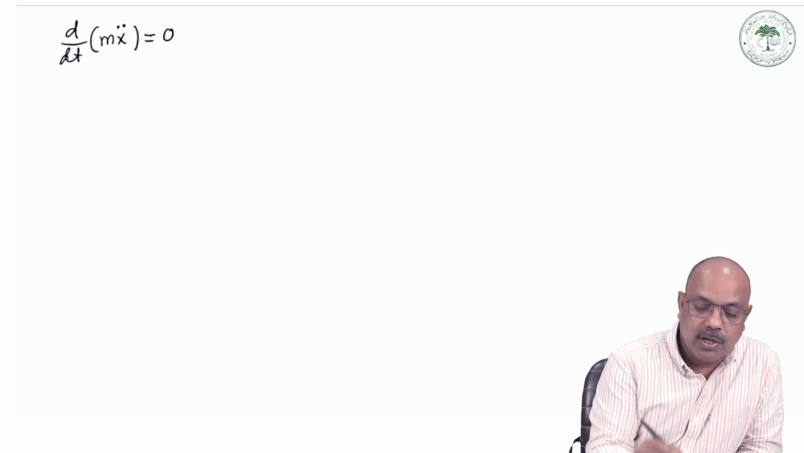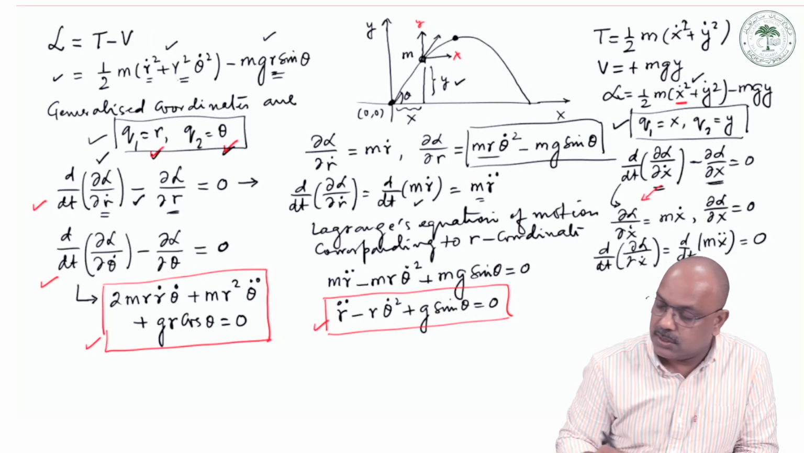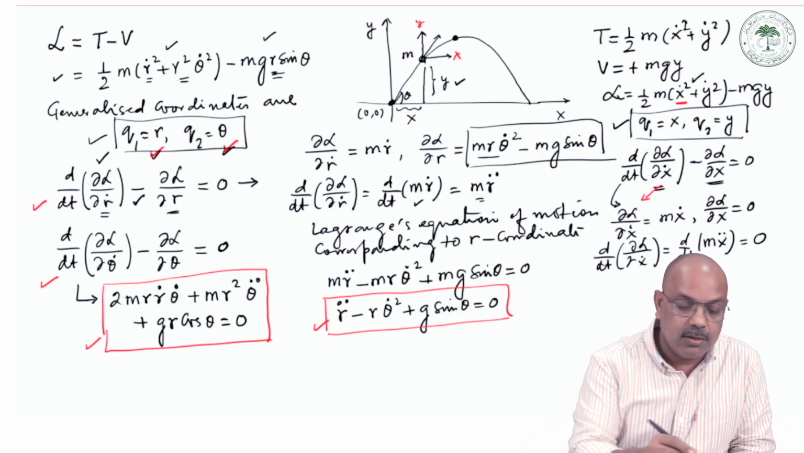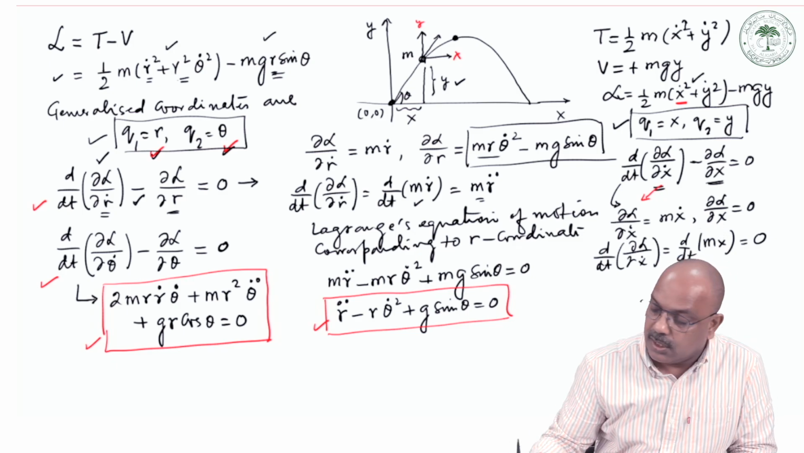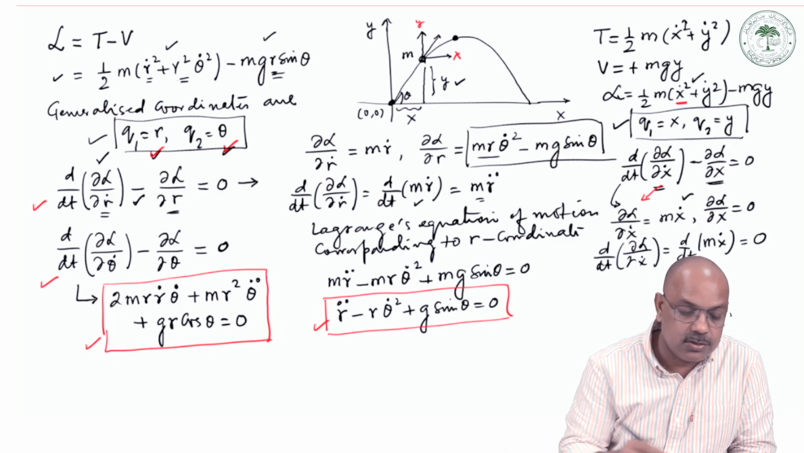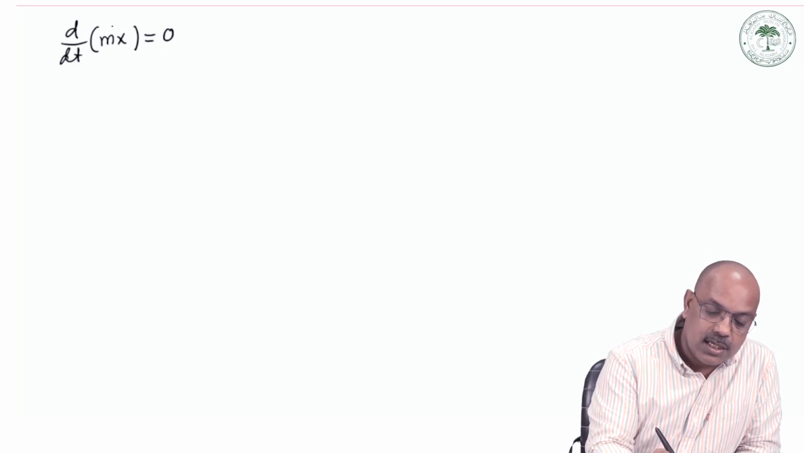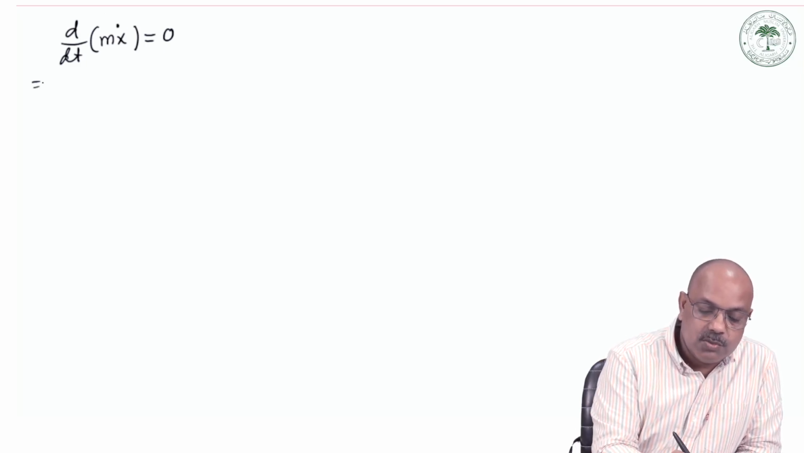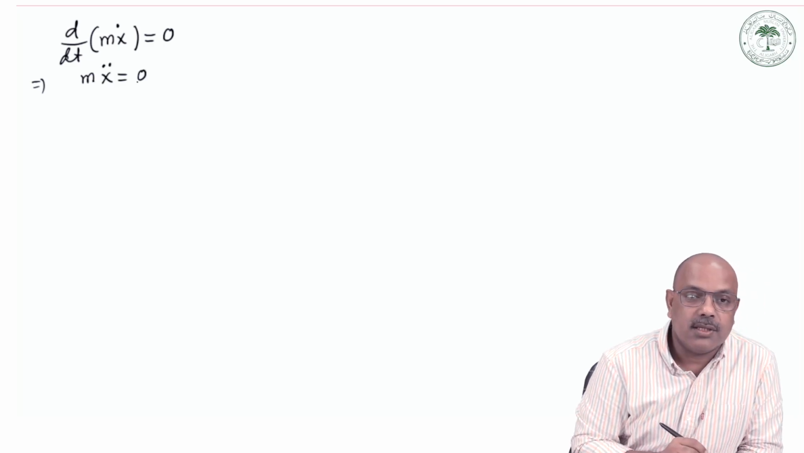So what do I mean by that? No, this is not double dot, this is x dot, because this is my x dot. So when you write it, d dt of m x dot is equal to 0. This means that m x double dot is going to be 0.